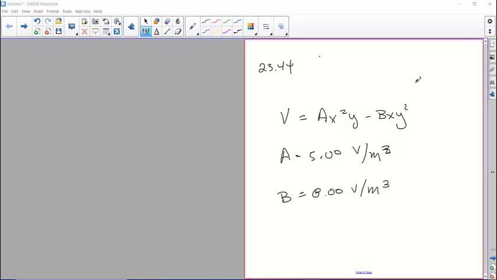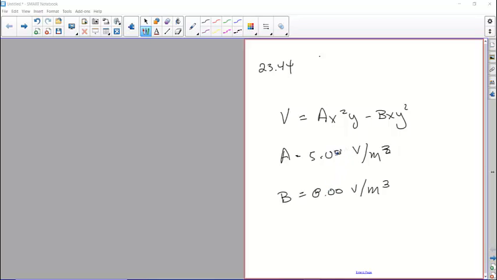This is problem 2344. I worked through this problem because I recorded it and then I found multiple errors. So I decided to go back, fix the errors, and go through it now. What we have is this equation for voltage as a function of x and y. In this case, A and B are specified in the problem, and we'll plug those in later.